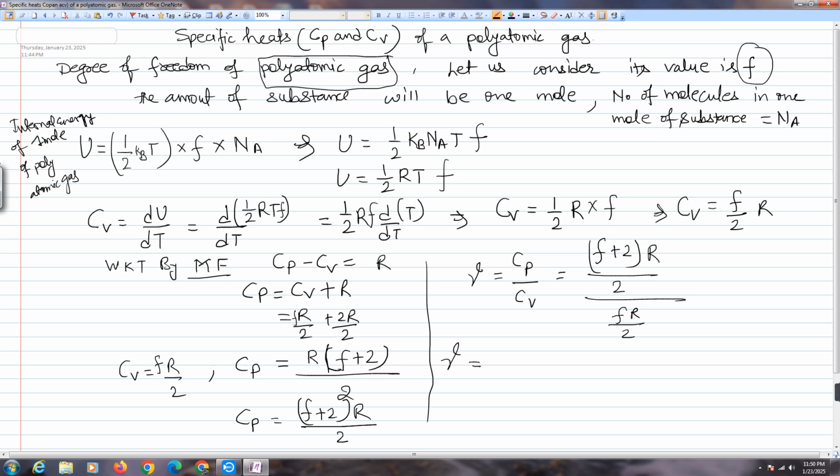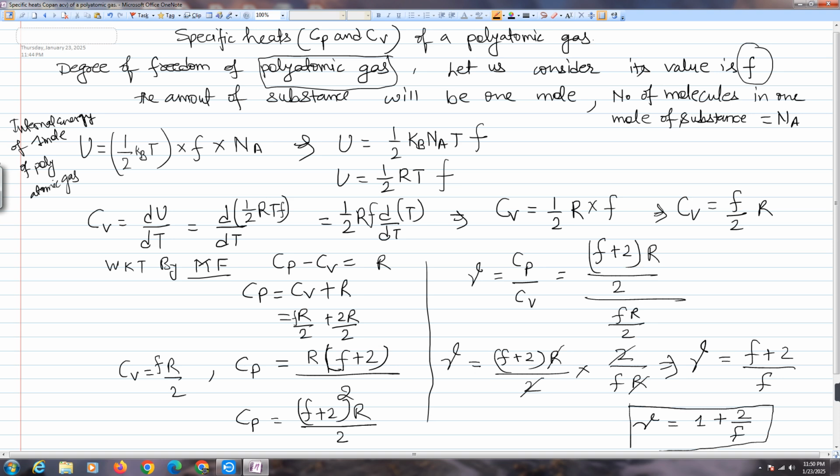So that gives us the value of gamma: F plus 2 multiplied by R divided by 2 multiplied by 2 upon FR. So 2 cancels, R cancels. It gives us the value of gamma as F plus 2 divided by F, and gamma can be written as 1 plus 2 upon F. So this is the value of the specific heat ratio. So that's all for this class. Thank you very much.